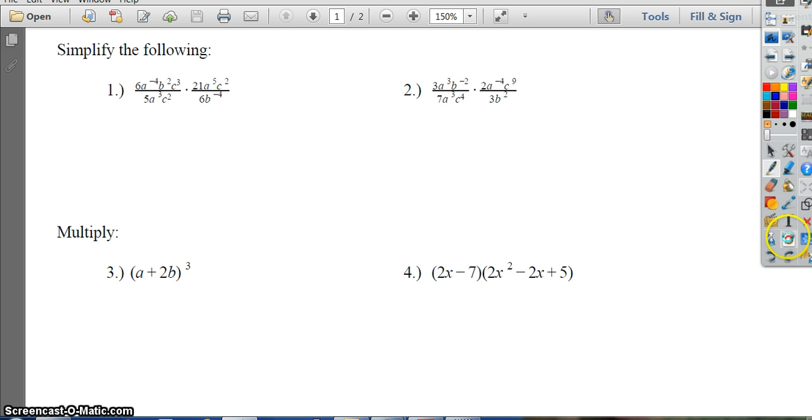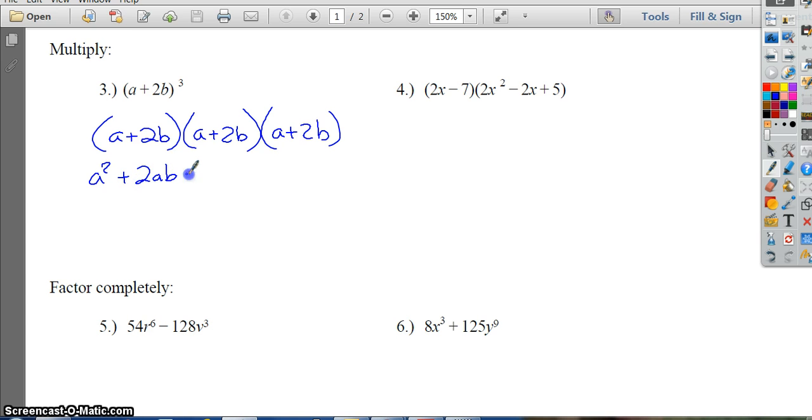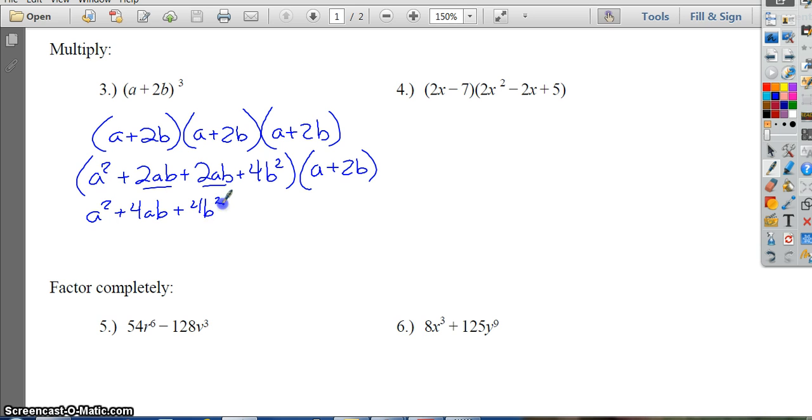Right, let's jump down to 3 and 4 here. 3, please write out a plus 2b 3 times. I'm going to FOIL the first two. So I'm going to get a squared plus 2ab plus 2ab plus 4b squared. I'm not going to do anything with this a plus 2b here yet. I'm going to combine these. So I'm going to have 4ab plus 4b squared.